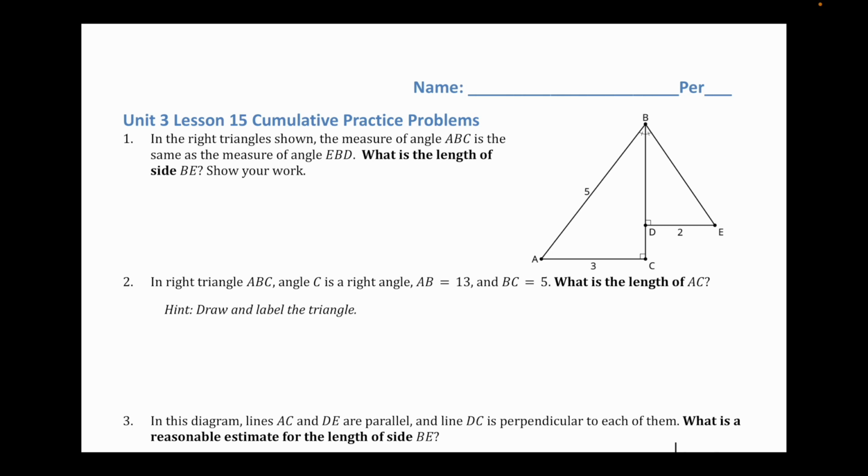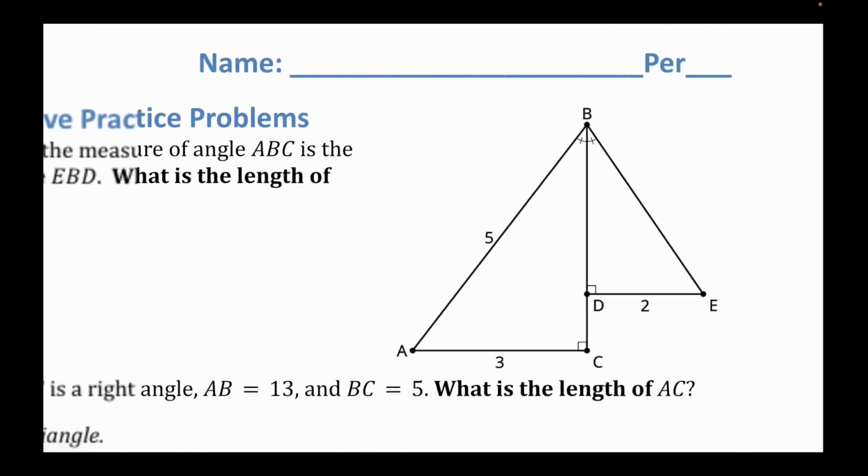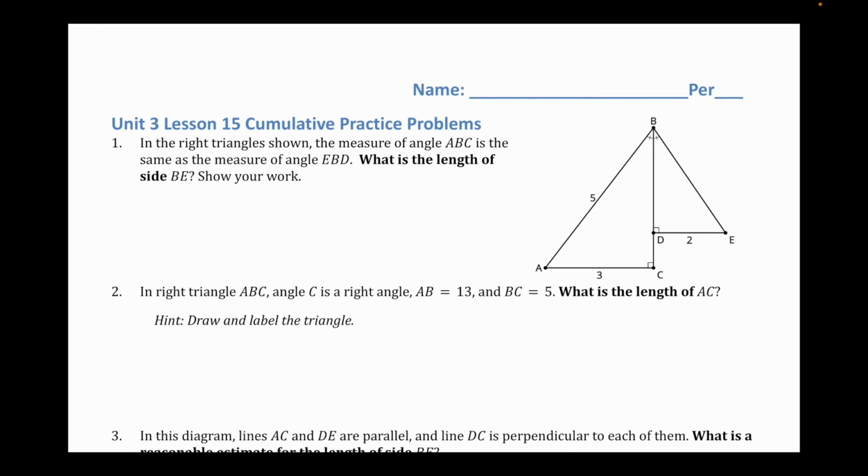So starting with question 1, in the right triangles shown, the measure of angle ABC is the same as the measure of angle EBD, so they are talking about these two right up here, and if I zoom in on mine, you can see there are little congruence marks in there. Okay, so they're giving us that, and we also know we have right angles. So I have two angles, which means I have triangle similarity. With that being said, they want to know what is the length of side BE. So they are asking, what is the length of this side here on the right?